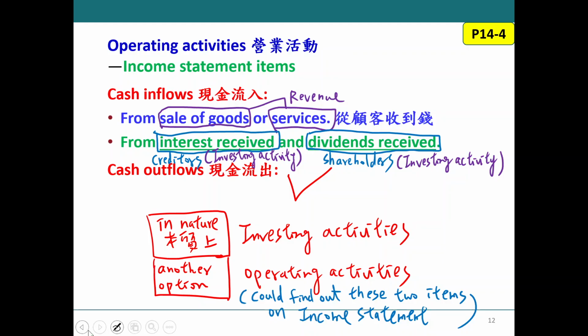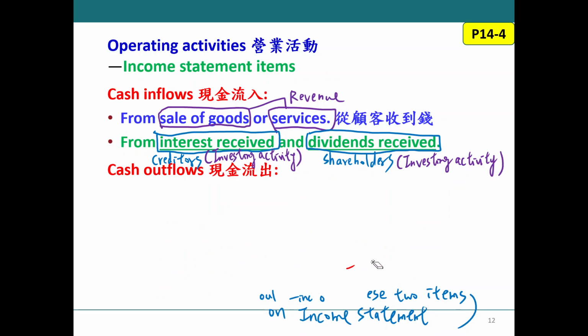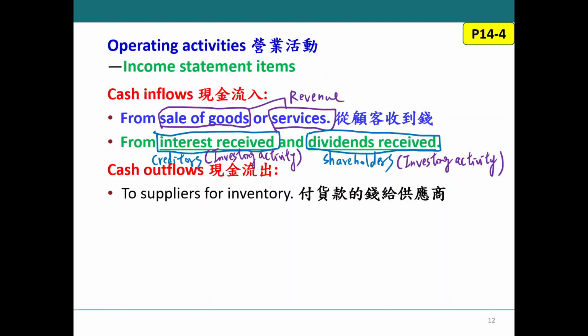So that's for cash inflows. How about cash outflows? Usually, in operating activities, we need to pay cash to someone else. We have cash outflows. Sell the products, you need to buy the inventory, right? So we should pay the money to suppliers, or pay the money to whom? Employees, right? So we need to pay the salaries, and so on.